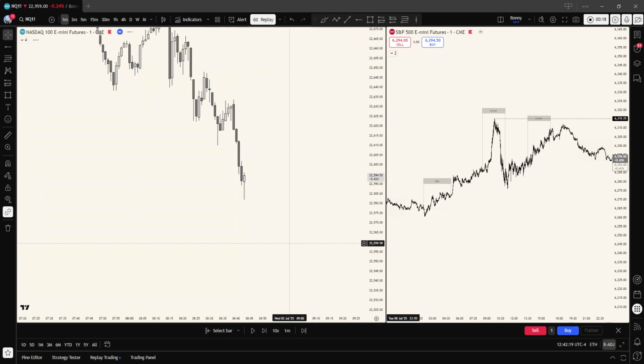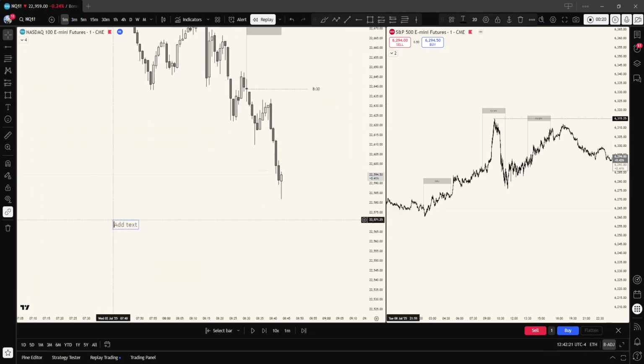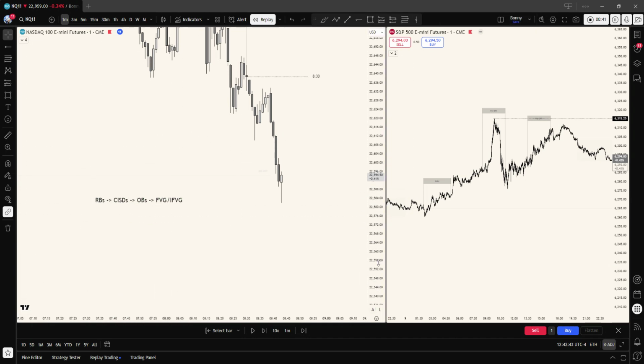Okay, so the types of entry triggers, I'll be listing them in priority, starting with rejection blocks, the best one, which allows you to bottom tick, top tick. Then we have internal CISDs, and then internal order blocks, and then fair value gaps and inverse fair value gaps. So these are the entry triggers you can take to catch a move.